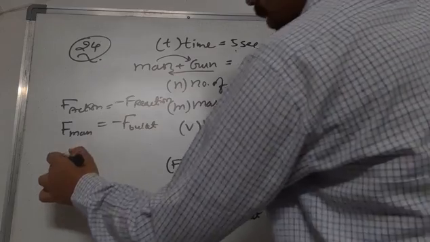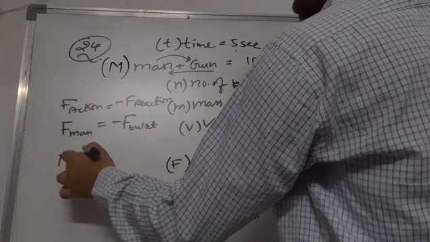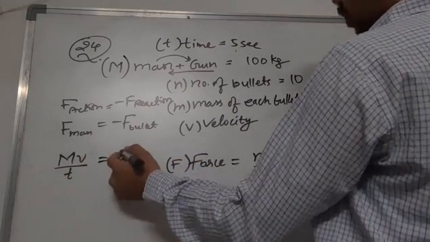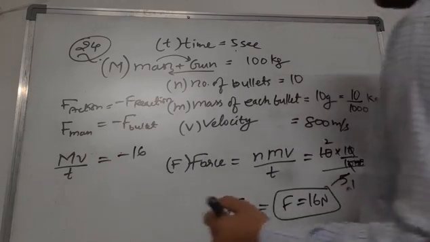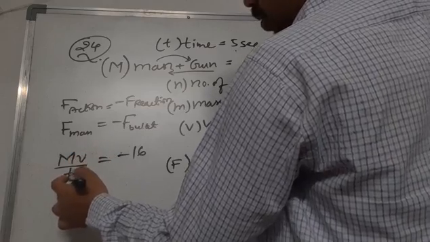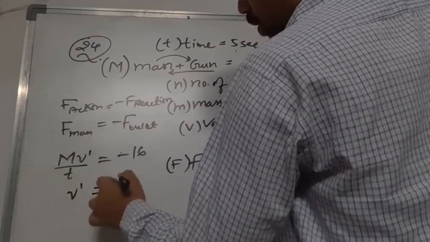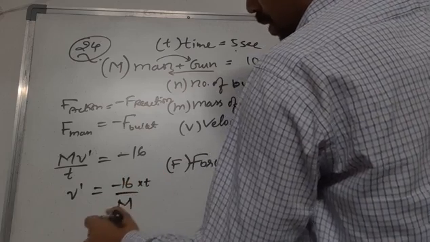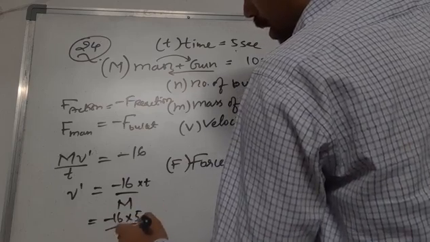So now what will you get? For the man's force, the total mass of the man is capital M, the velocity gained by the man is V, and time is T. This must be equal to minus 16, right? Now we want the V value, the velocity of the man. Taking V dash, V dash is equal to minus 16 by M into T. So this is equal to minus 16 into 5 by 800.